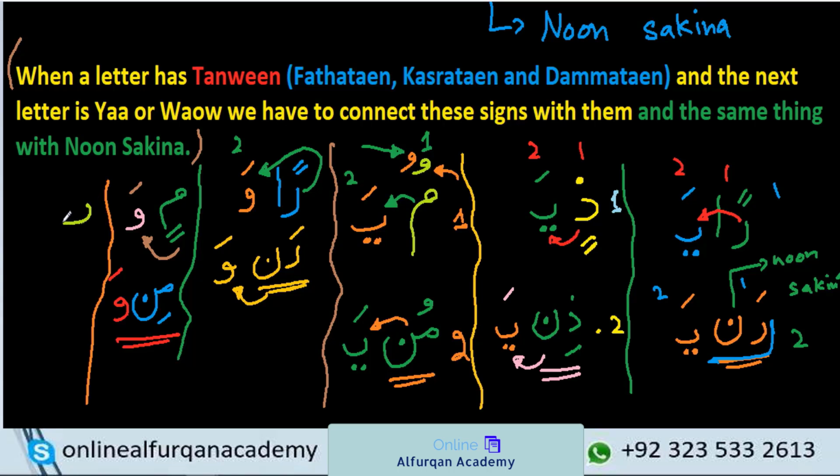Last part. For example, we have letter ba, and it has dhammatain, and the next letter is waw. So what we have to do, this bun sound is going to connect with waw. So instead of saying bun, it becomes boom. We have to connect it with waw, and we have to stretch this sound, and then boom wa. And if for example bun is written like that with noon, letter noon is available in writing, so it becomes bun. And now if the next letter is waw, this bun is going to connect with waw. It becomes boom wa. I hope you got it.